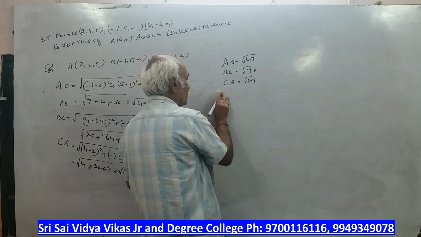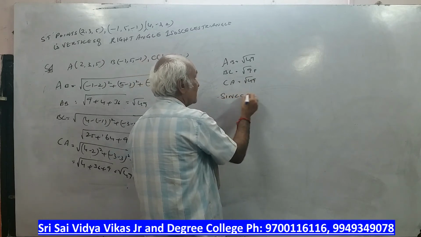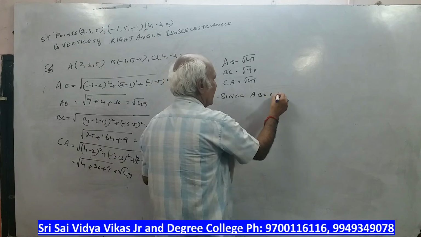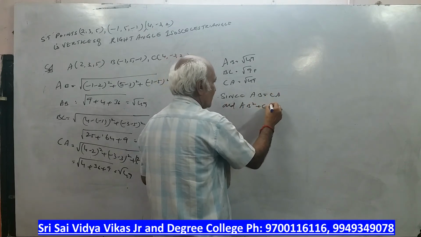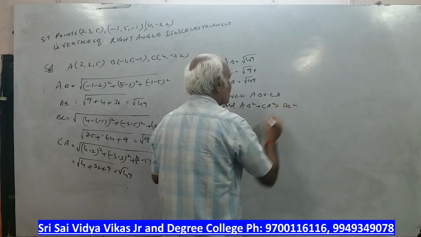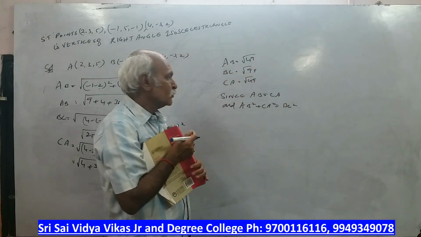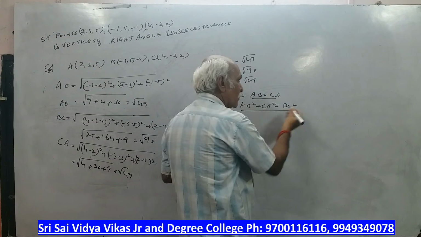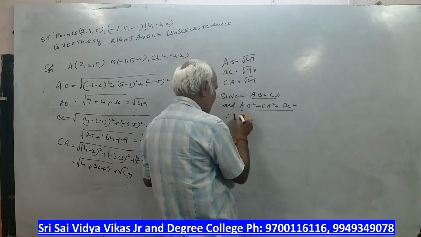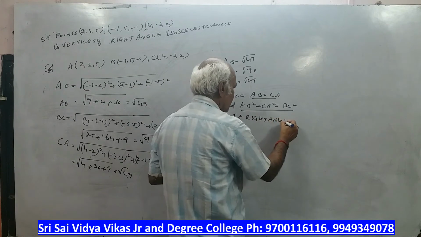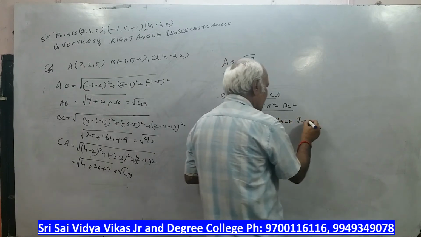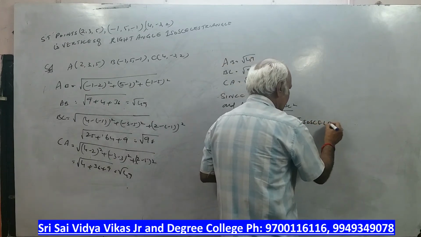Therefore, AB is equal to CA and AB square plus CA square is equal to BC square. Why? 49 plus 49. So two sides are equal and the property of a right angle holds. Therefore, it is a right angle isosceles triangle.